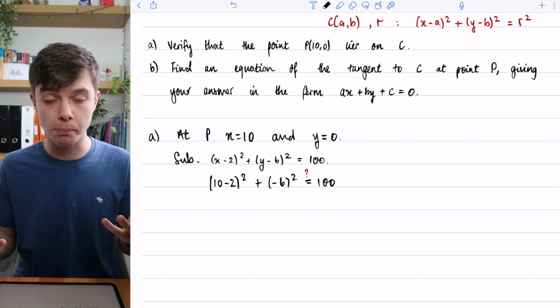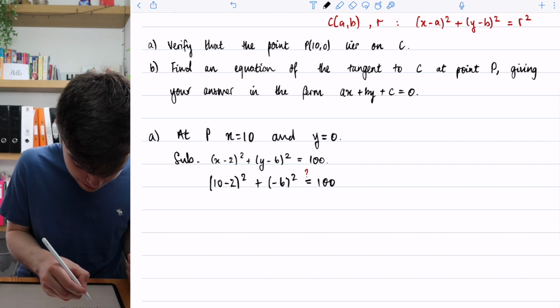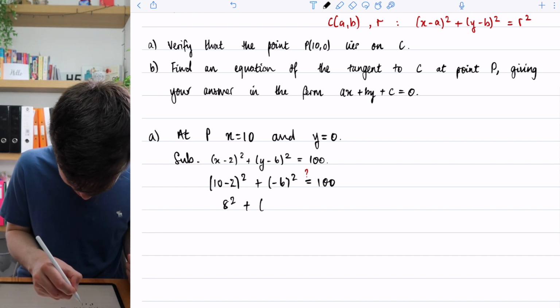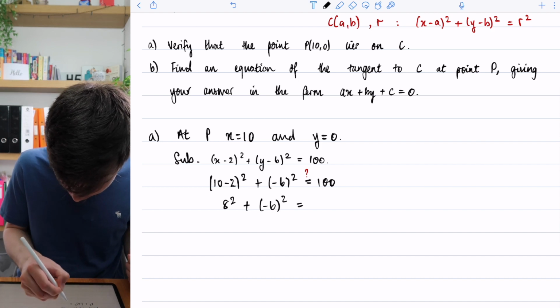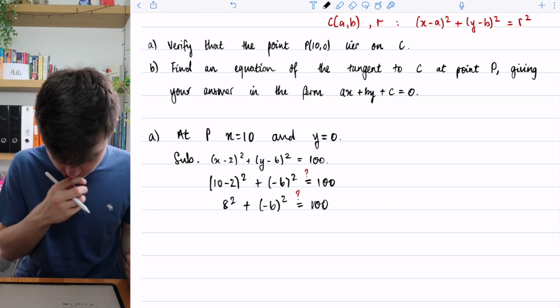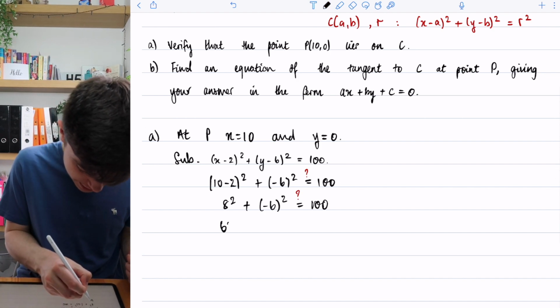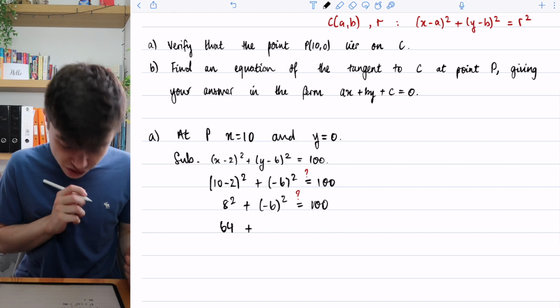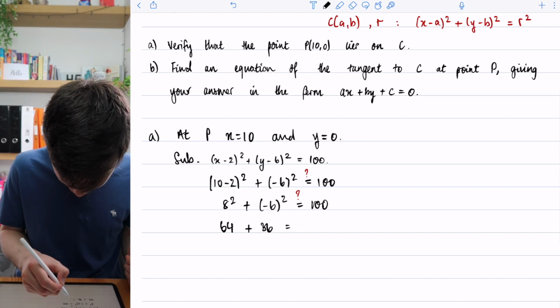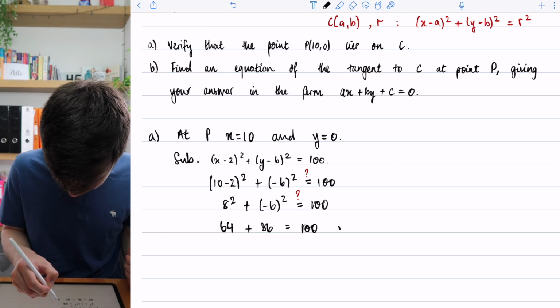Can we do some rearranging on the left-hand side here to get 100? And yes, because it's just numbers. So 10 minus 2 is 8. We're squaring that. Minus 6 squared. Is that equal to 100? Again, we'll put a question mark because we're not too sure. Let's do the math. So we've got 64, and then we can just get rid of the negative there because we're squaring. That is then 36. And of course, that does equal 100.